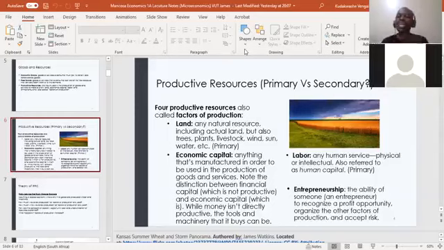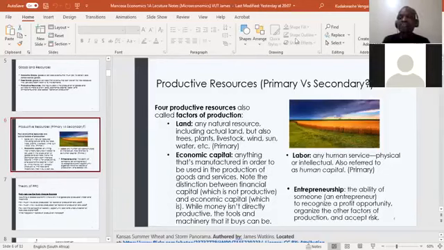When we are talking about land, we are talking about all the different natural resources that exist. Whether those natural resources are the soil itself, the land itself, the gold and minerals within the land, the trees, the grass, the forests on top of the land, or the wind, the sun, the water, they are all part of what we call land. This is usually called a primary factor of production.